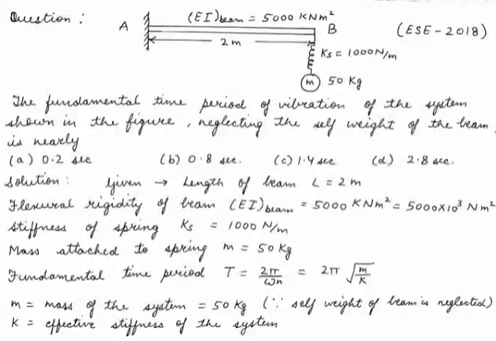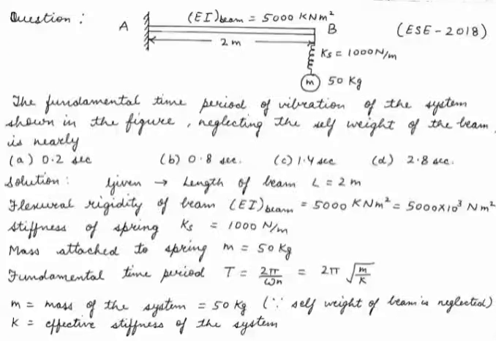meter, flexural rigidity of beam EI beam is equal to 5000 kilonewton meter square equal to 5000 into 10 raised to power 3 Newton meter square. Stiffness of the spring Ks is equal to 1000 Newton per meter. Mass attached to the spring M is equal to 50 kg.